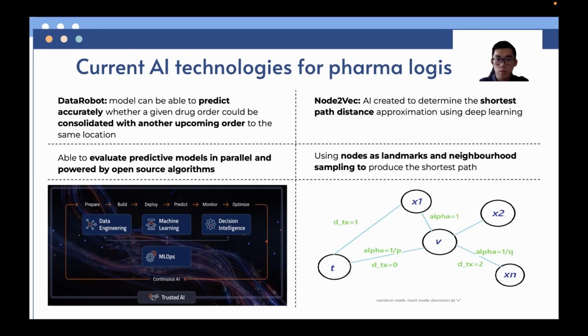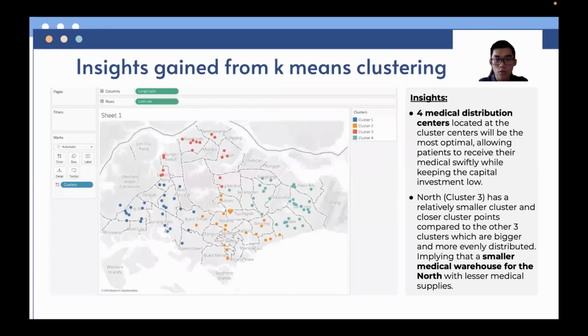In order to further optimize the delivery time, our group proposed to develop an AI to cluster the patients according to where they stay. Through clustering, we'll be able to distinguish whether a particular patient stays closer to distribution center A or B, for instance.